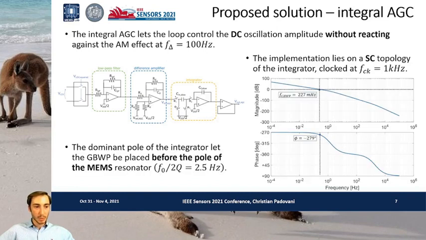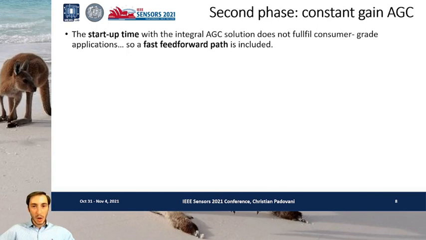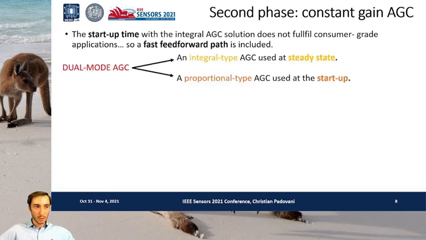Here are also reported the magnitude and the phase of the integral type AGC, where we can see that the nominal pole of the integrator lets the gain-bandwidth product be placed before the pole of the MEMS at 2.5 Hz. However, the startup time of the integral AGC is too large, in the order of seconds, so a fast feed-forward path is included.